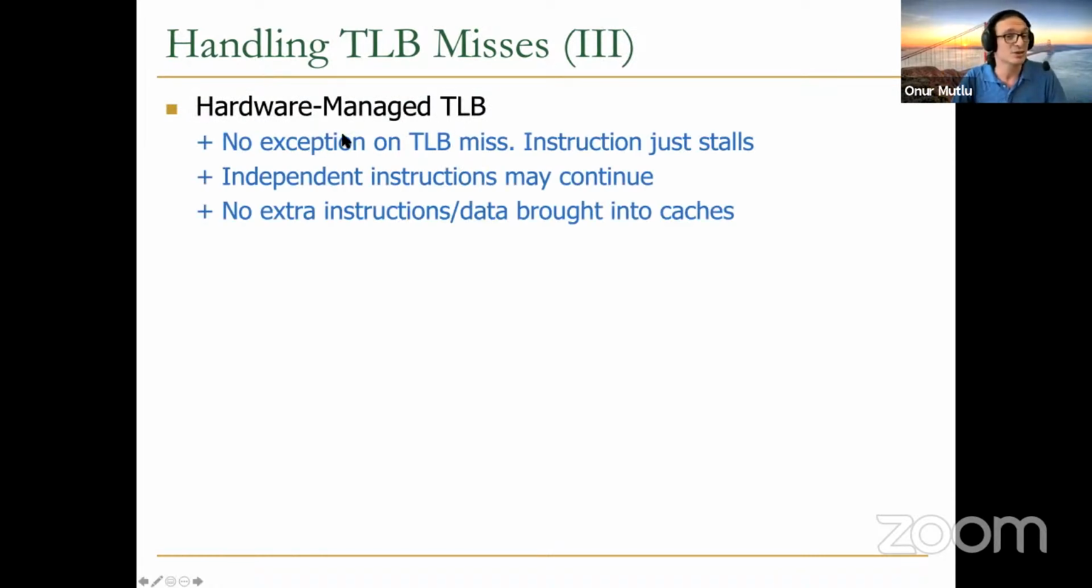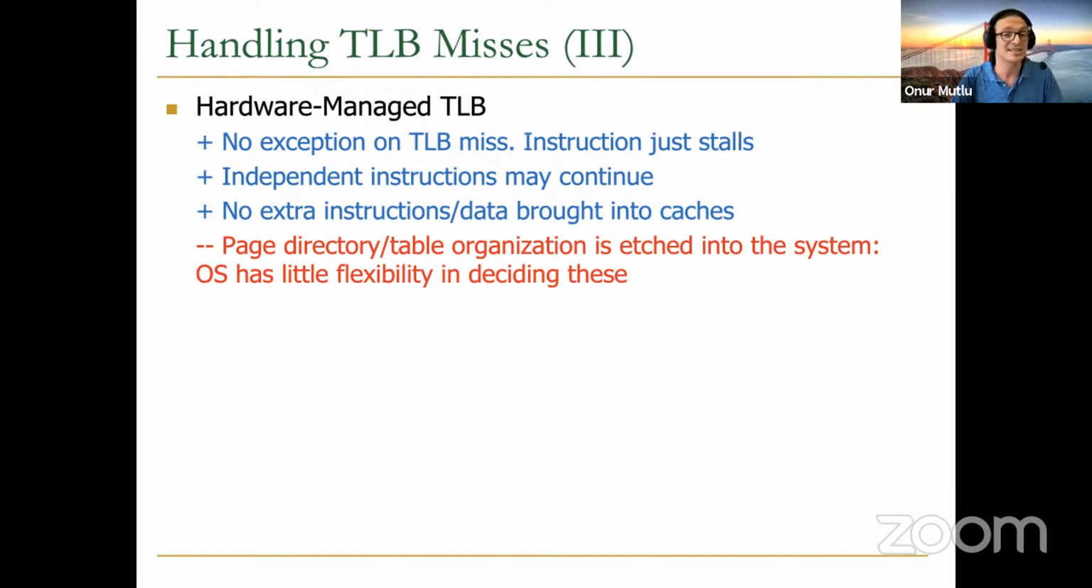Hardware managed TLBs, there's no exception on TLB miss. Instruction just stalls. Other instructions may already be going on in an out-of-order machine. That's great. Independent instructions may continue. And there are no extra instructions, data brought into caches. You don't do a context switch to a software. So that's the big advantage. And that's why hardware managed TLBs are commonly used today. But then the downside is page directory and table organization is etched into the system. The hardware needs to implement that. And if you change it somehow in software, your hardware that manages the TLB is useless now. So OS has little flexibility in deciding the TLB organization and page table and directory organization.